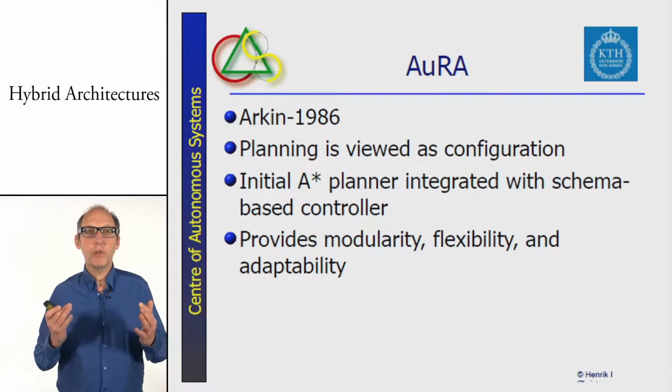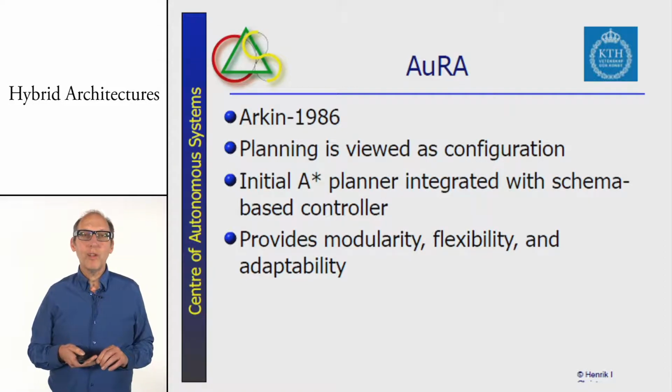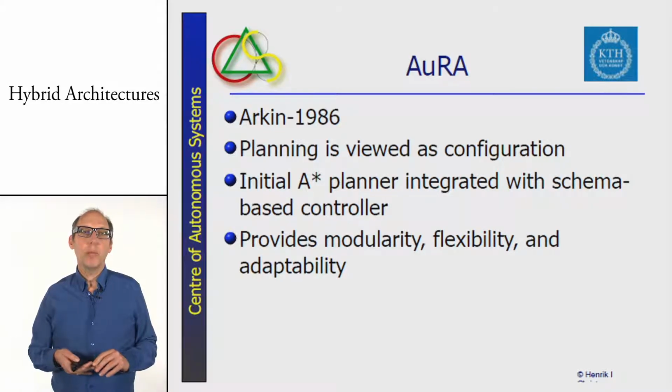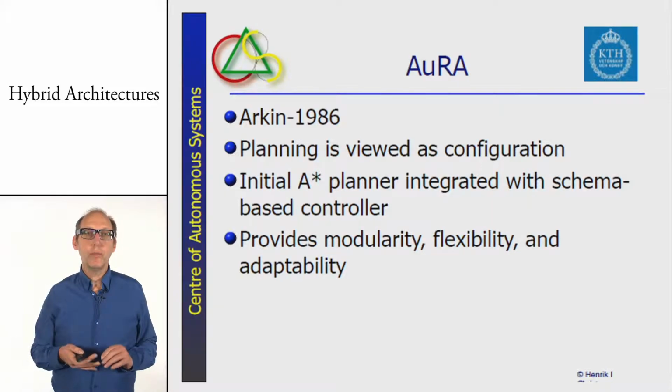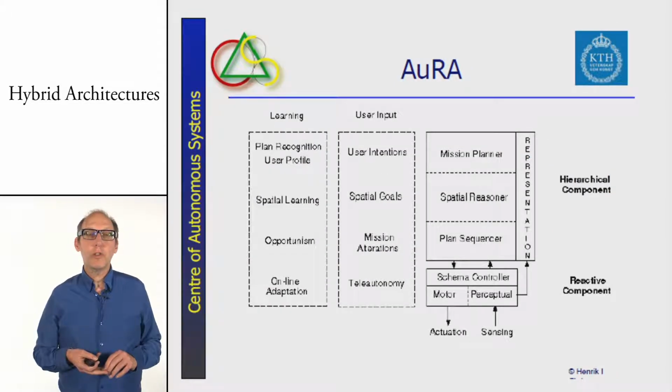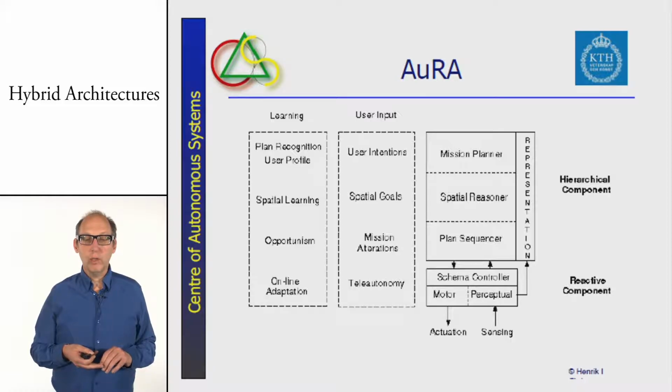And as you know, schemas control the robot with it having a force field. So the path that an A-star planner was planning could be easily integrated with the controllers. And by separating the planning from the actual execution, you have modularity, flexibility, and adaptability. So what does that architecture look like?